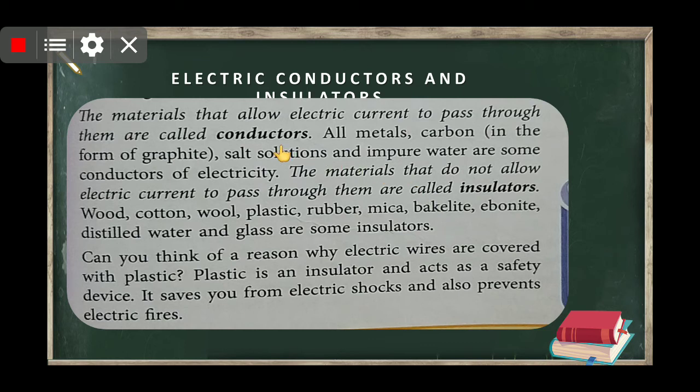So students, the materials that allow the electric current to pass through them are called conductors. All metals, carbon in the form of graphite, salt solution, and impure water are some conductors. The materials that do not allow electric current to pass through them are called insulators. Wood, cotton, wool, plastic, rubber, mica, bakelite, ebonite, distilled water, and glass are some insulators.